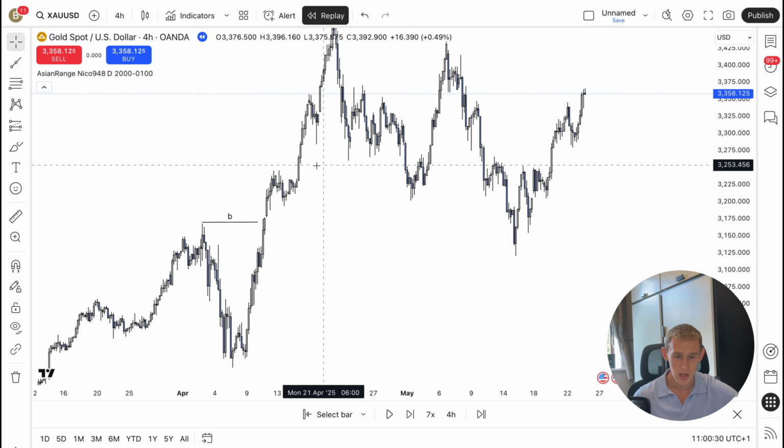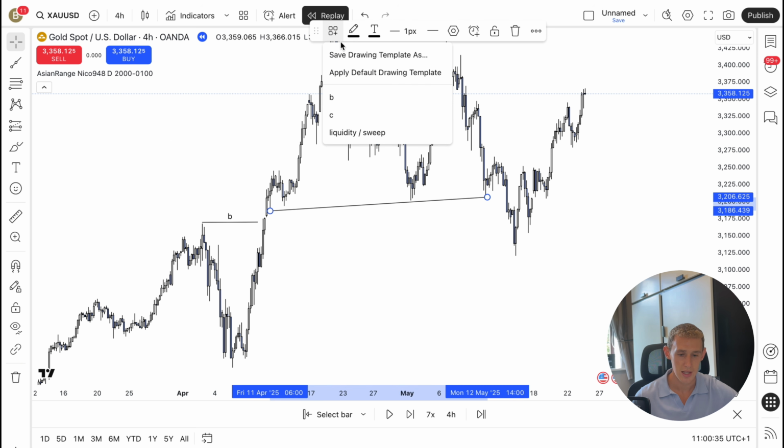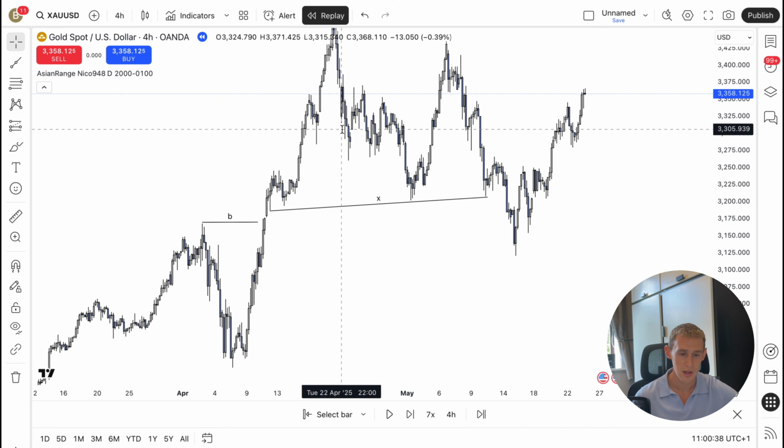So here we can see that after price came down, it swept an area of previous liquidity, in this case this kind of floor of support where we had 3 or 4 taps of the same area.